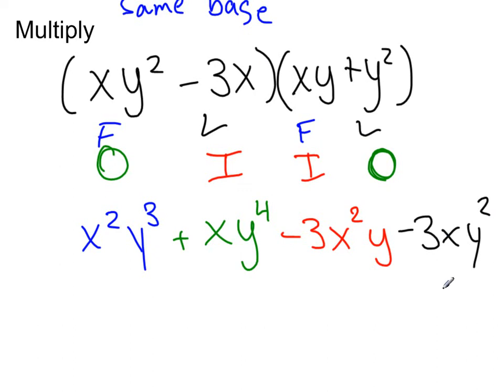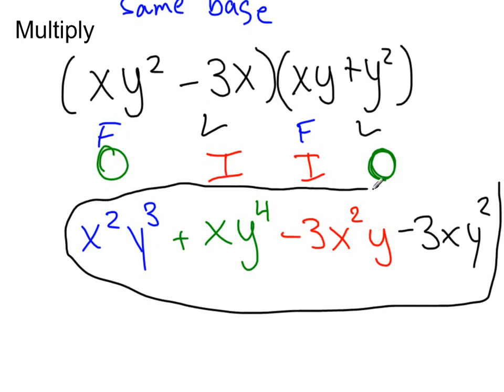And now we just have to see if there's any like terms. If there is any, we have to combine them. Let's see, we have x squared y cubed, there's no others. We have xy to the 4th, no others. X squared y, so that's it. And you can put it into descending order if you feel like it, otherwise just leave it as is.